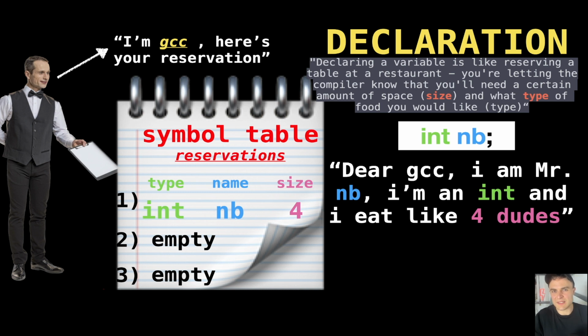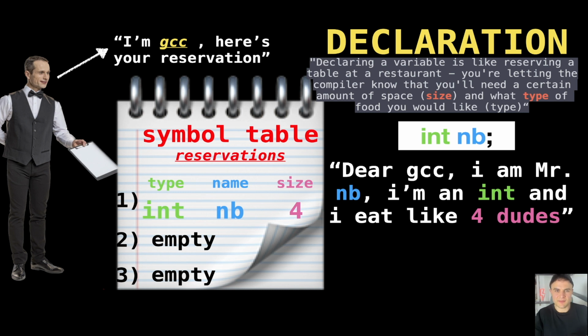So when we declare a variable, what is really going on inside our machine? Well, when we declare a variable, we are basically telling our compiler, hey, there's going to be a variable in my program. So just keep in mind that I want, for example, an integer, and this integer is going to have the name nb, okay?